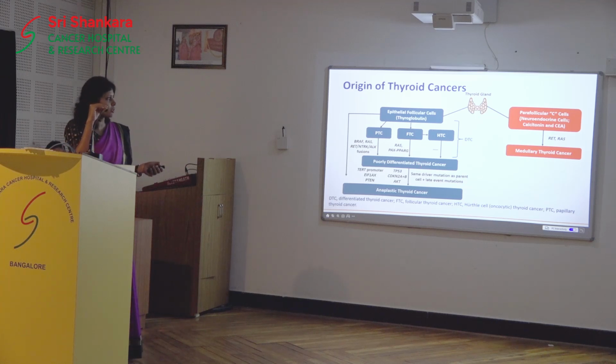We then have the parafollicular C cells, which give rise to medullary thyroid cancer. Here we have a specific molecular pathway, that is, activation of RET. Whenever I emphasize these molecular pathways, it is because each of them can be targeted.